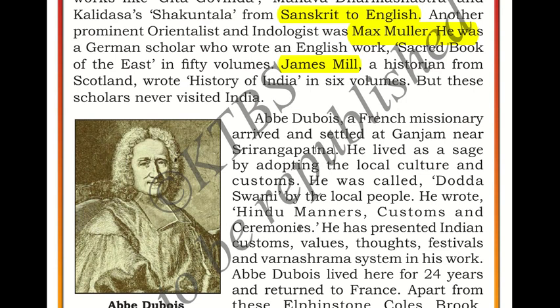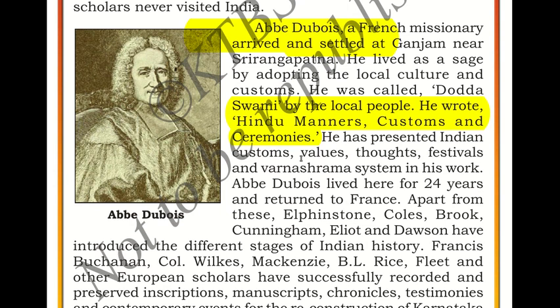Abbé Dubois, a French missionary, arrived and settled at Ganjam near Srirangapatna. He lived as a sage by adopting the local culture and customs. He was called Doddaswami by the local people. He wrote Hindu Manners, Customs and Ceremonies. He has presented Indian customs, values, thoughts, festivals and the Varnashrama system in his work. Abbé Dubois lived here for 24 years and returned to France.